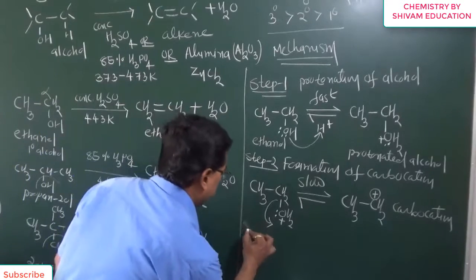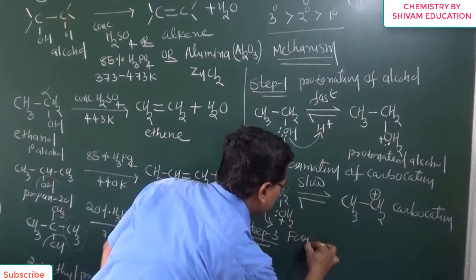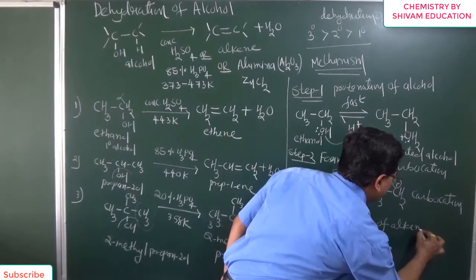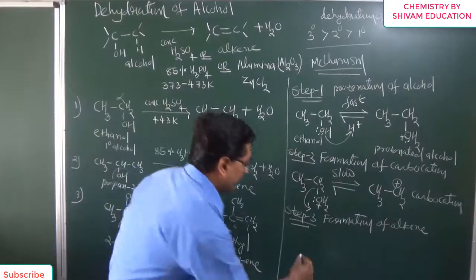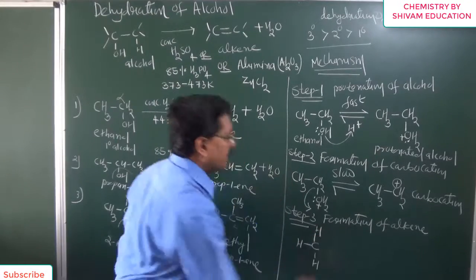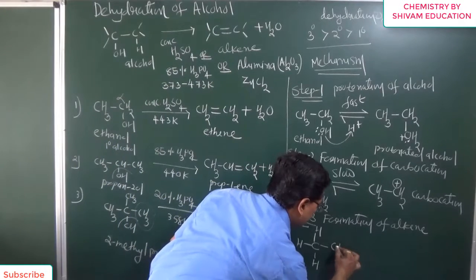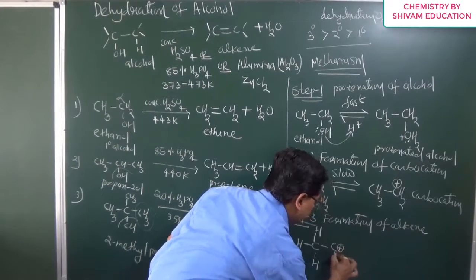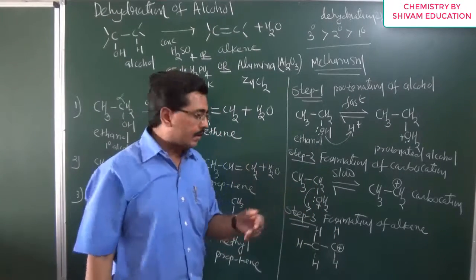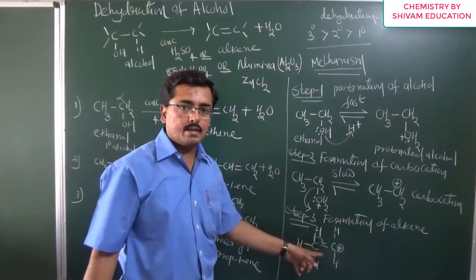Now in step 3, formation of alkene will occur. Now from this carbocation, alkene will be obtained. The neighbor carbon atom of this carbocation will give up its hydrogen atom. So out of these 3, any one hydrogen will give up its electrons. It will eliminate, so a double bond forms between this carbon and carbon.